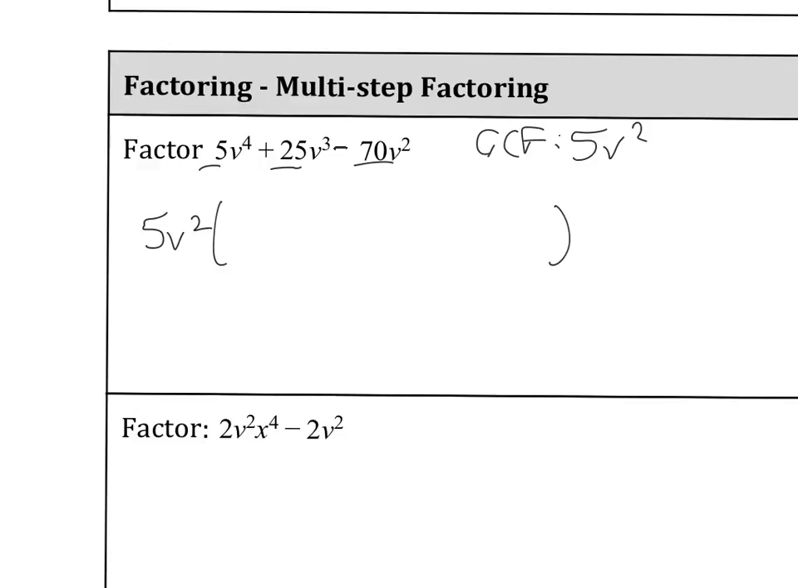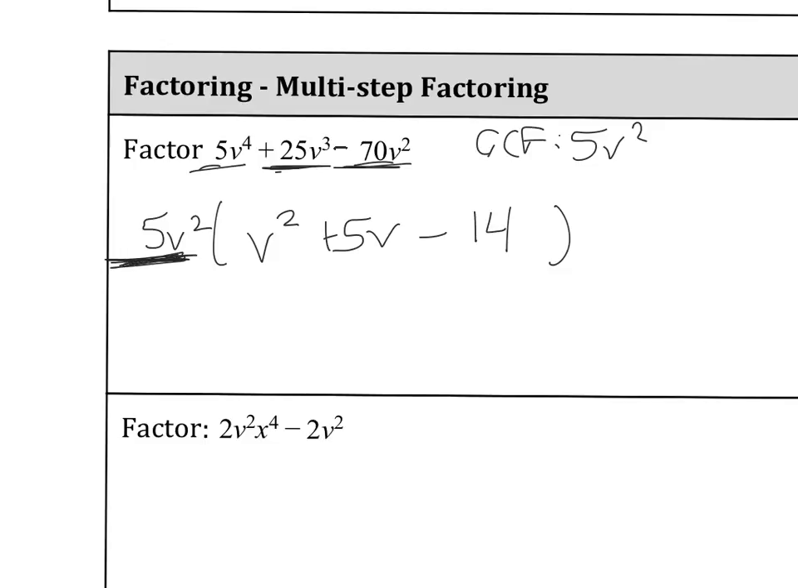And then I've got to figure out what's left. So if I have a 5v squared and I want to get a 5v to the fourth, I can multiply this by v squared. What would I multiply 5v squared by to get 25v cubed? Well, to get from 5 to 25, I need a positive 5. And to get 3 v's, I need to add a v to this one, so 5v. And then what can I multiply 5v squared by to get negative 70v squared? 5 times what is 70? 14. And then the v squared will be taken care of, so negative 14.